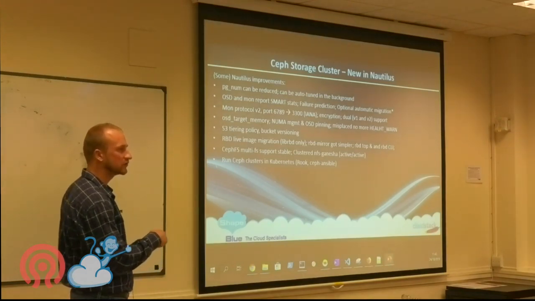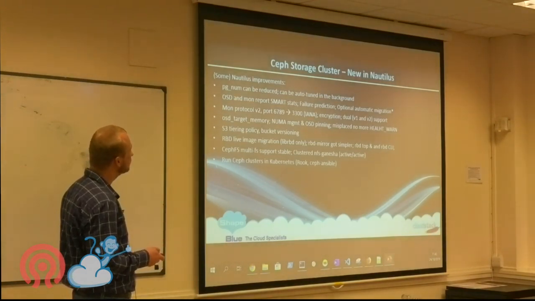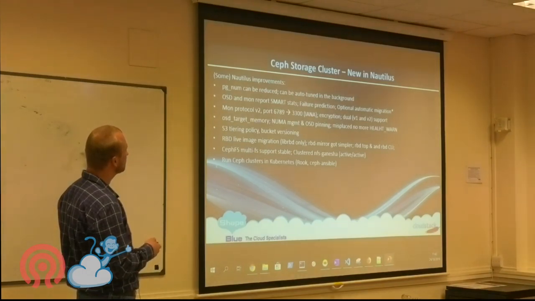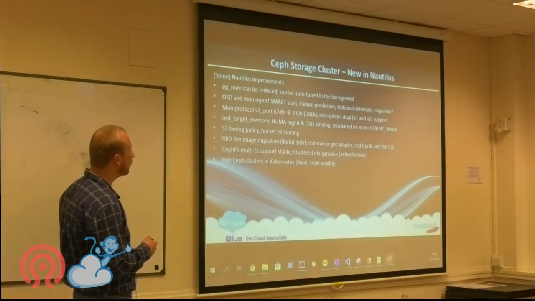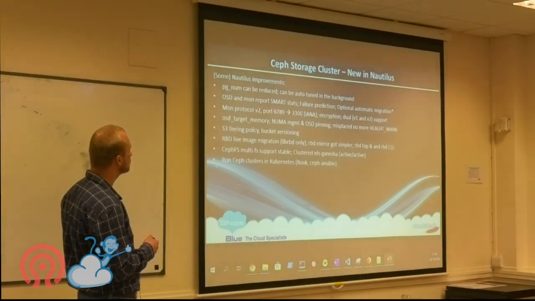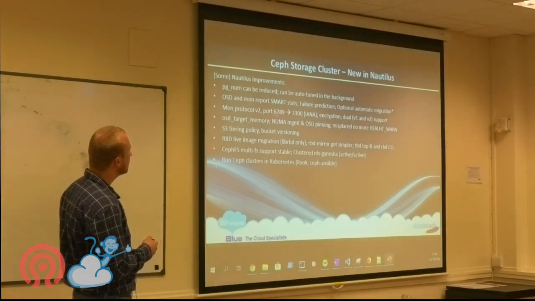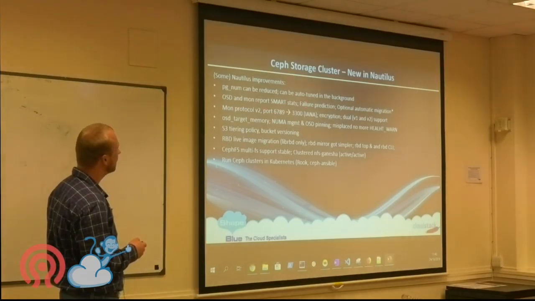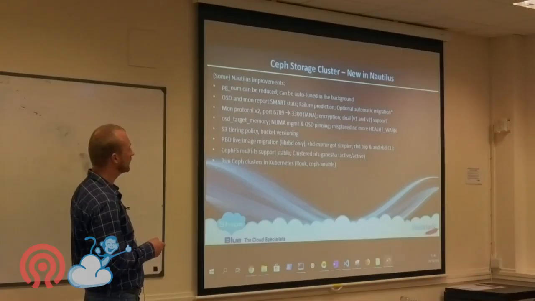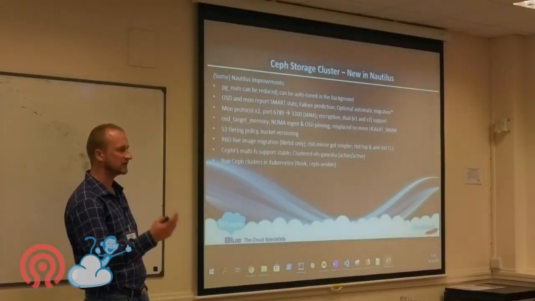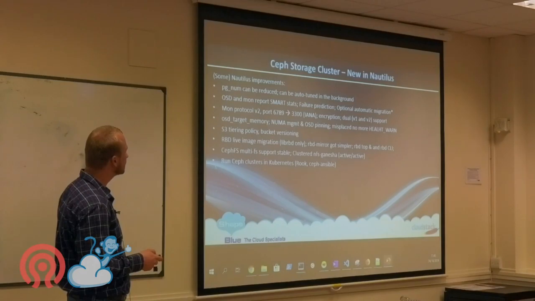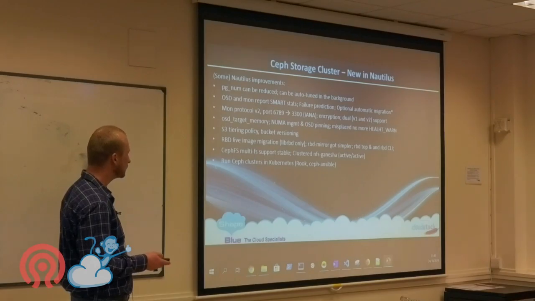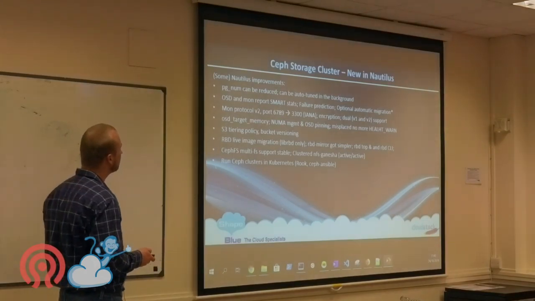The previous were the dashboard changes in Nautilus, but these are Ceph changes in Nautilus. Again, I'm not going to go through all of them, but there is a new port used to communicate because of the new protocol version between monitors. So if you're having a tight firewall configuration, keep that in mind. Failure predictions, optional automatic migration if it predicts, based on the SMART parameters, that the disk will fail, stuff like that. Arbitrary live migration in certain cases and so on and so forth. So a lot of different things.